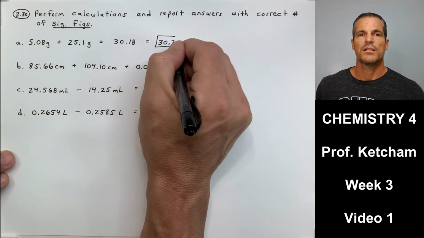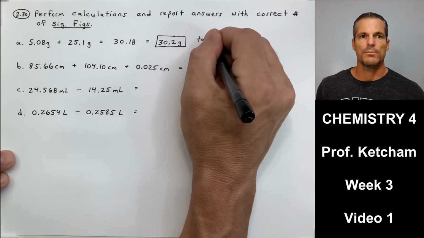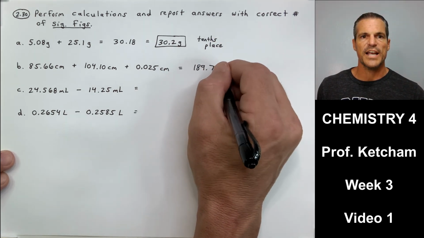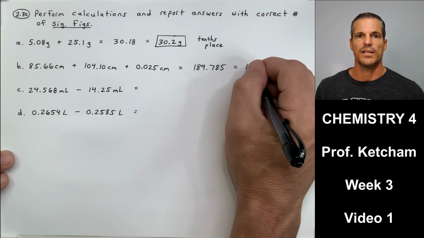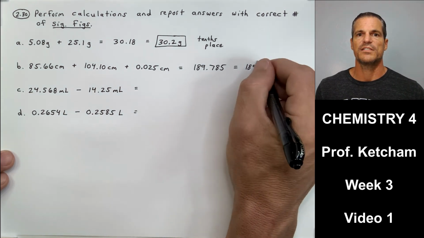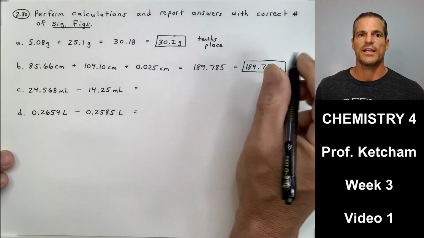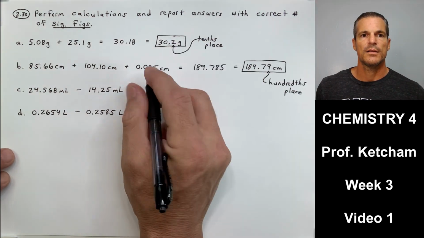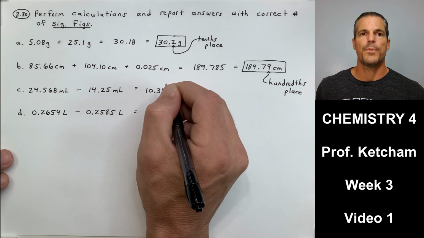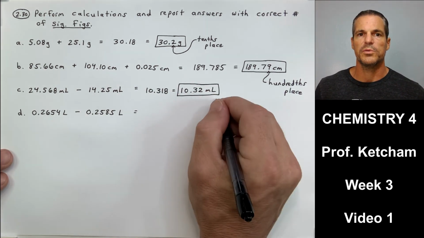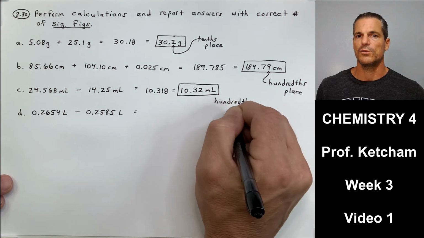For B, collectively, all 3 of these terms in B only go to the second decimal place to the right collectively. So my answer is 189.79 centimeters. All 3 go to the hundredths place together. For C, the hundredths place is where they both go. Okay, so it's 10.318. Hundredths place is my answer, 10.32 milliliters.